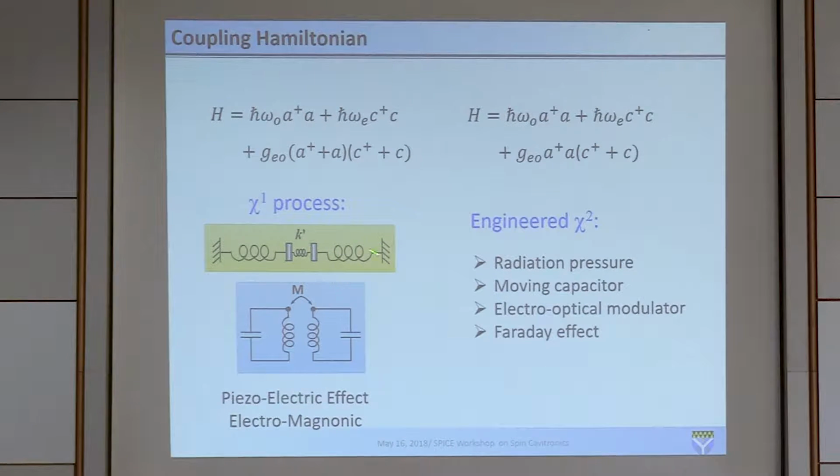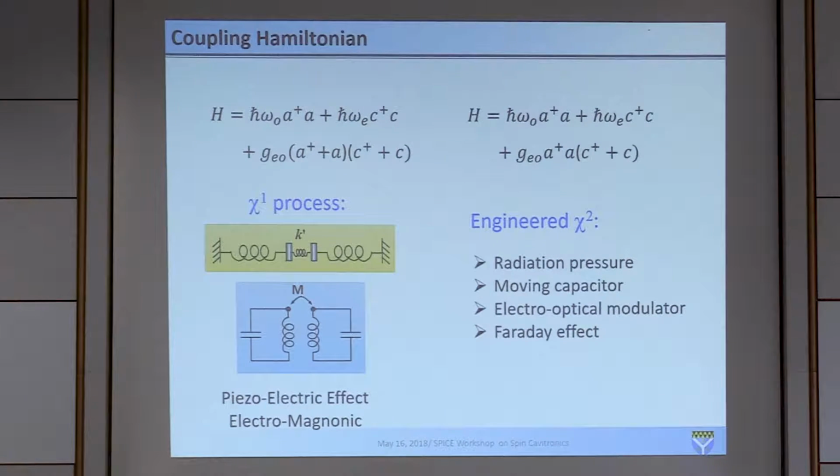So that's what's the Chi-1 process. The same process describes two harmonic oscillators coupled together, so two springs coupled together or two LC resonators mutually coupled together. You have a hybridized mode when you have frequency degeneracy.